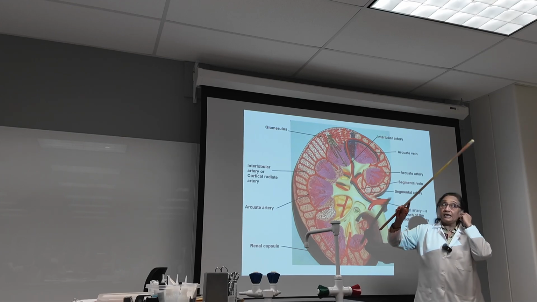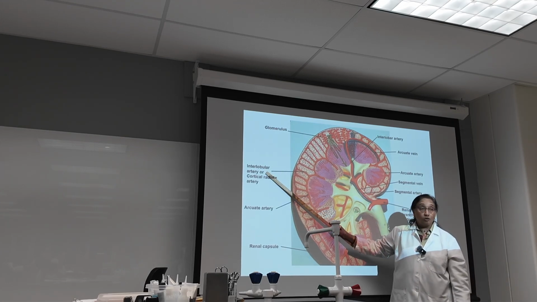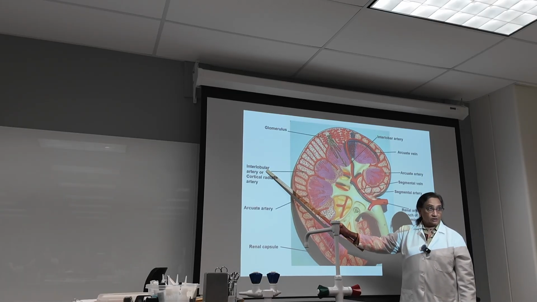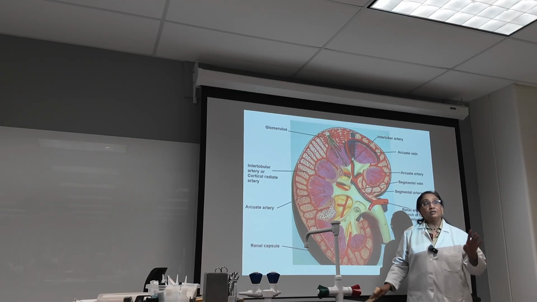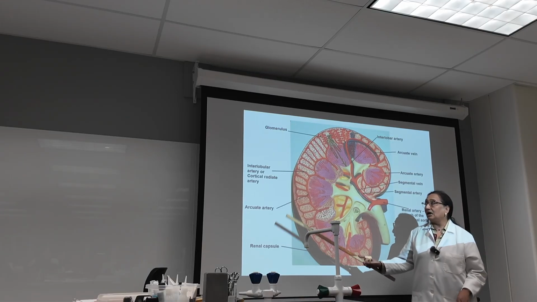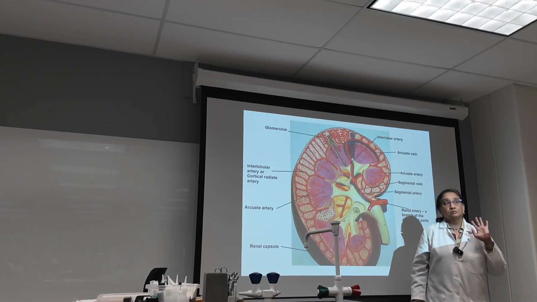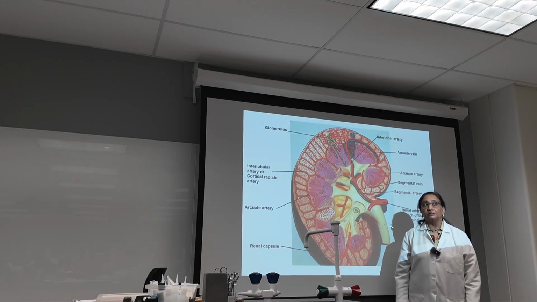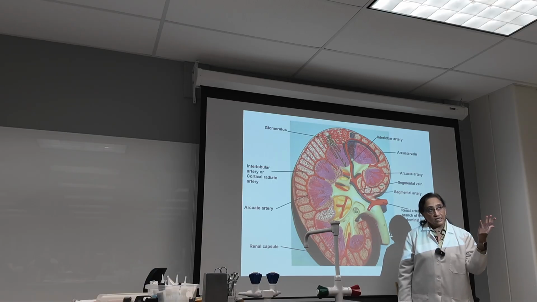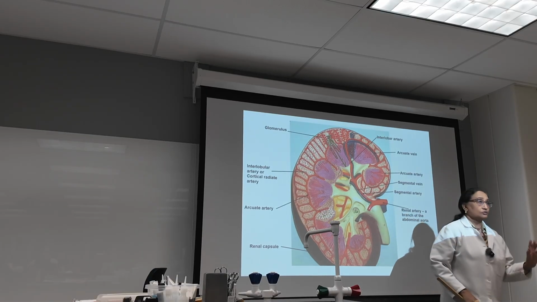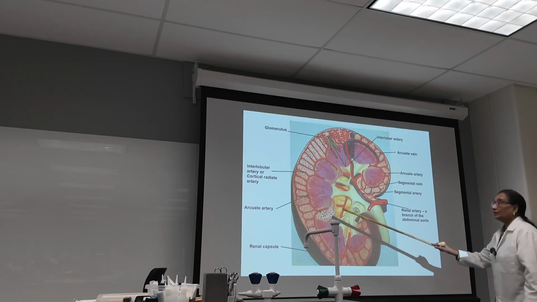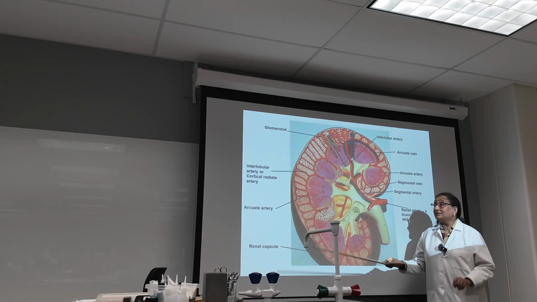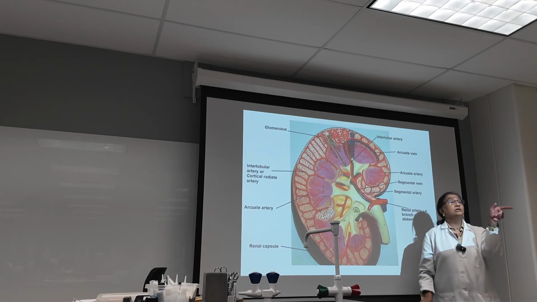The old name was interlobular artery. Interlobar, interlobular. You can remember either one of them. In the exam, I'll have both those names. Whichever is easier for you, but in the exam, I will give both the names so that you're not confused. So interlobular artery or the cortical radiate artery, it is from this that the afferent arteriole branches.